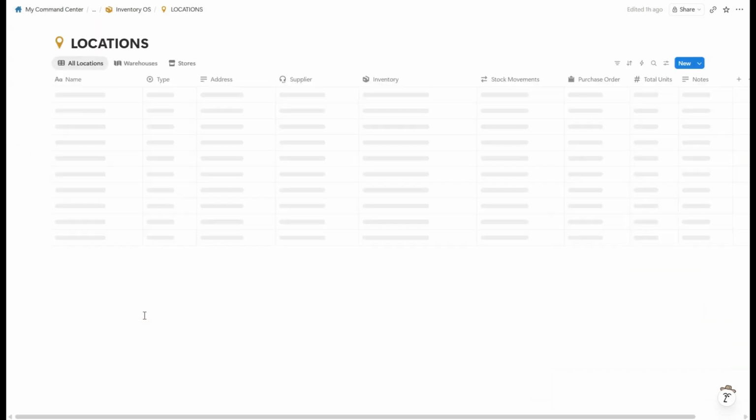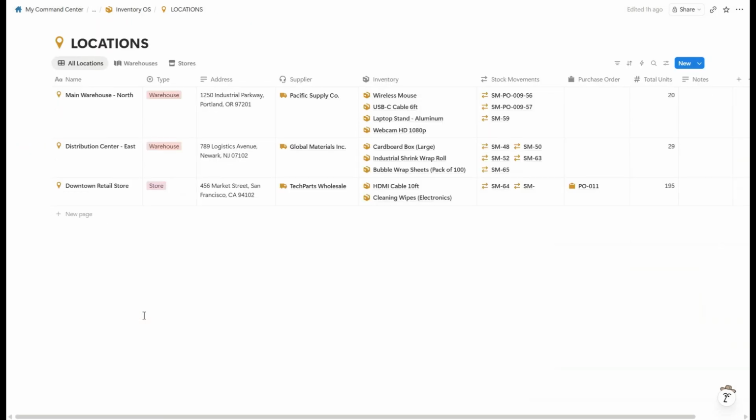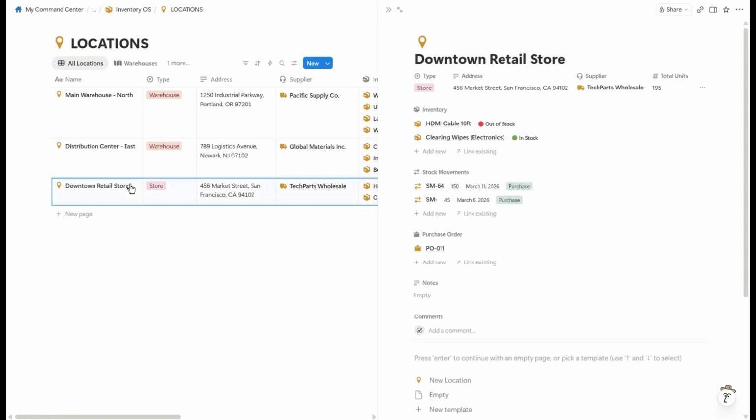Locations help you understand where inventory lives. This is useful if your stock is split across warehouses, stores, supplier locations, or remote storage. Each location can connect to the inventory items stored there, related stock movements, suppliers, and purchase orders. So instead of only knowing what you have, you can also see where it is.